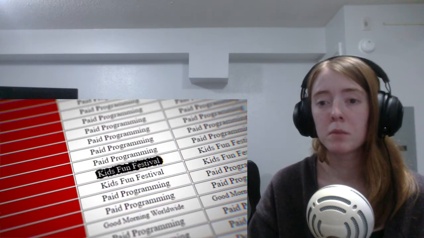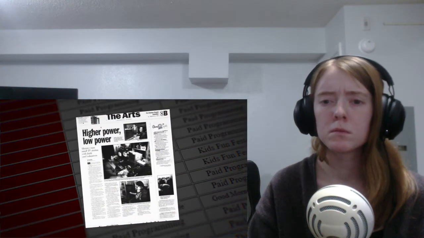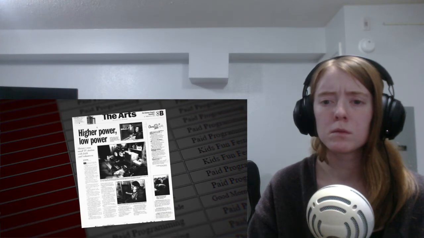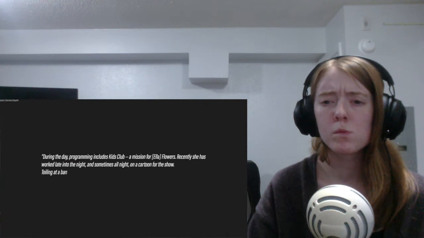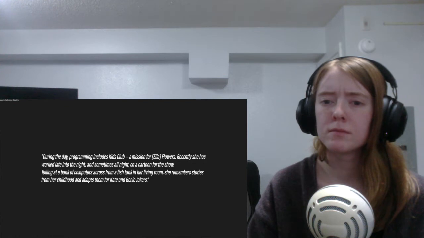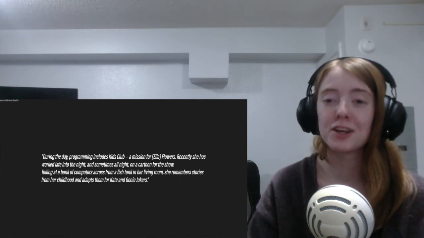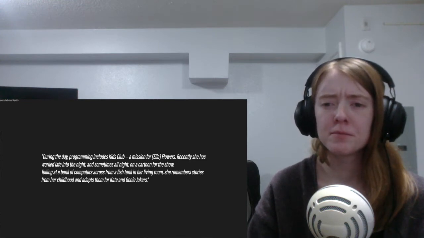With this discovery, one of the admins from the Discord team was able to find an archived Columbus Dispatch article from 1999. The article states, "During the day, programming includes Kids Club, a mission for Ella Flowers. Recently, she has worked late into the night, and sometimes all night, on a cartoon for the show. Toiling at a bank of computers across from a fish tank in her living room, she remembers stories from her childhood and adapts them for Kate and Genie Jokers."